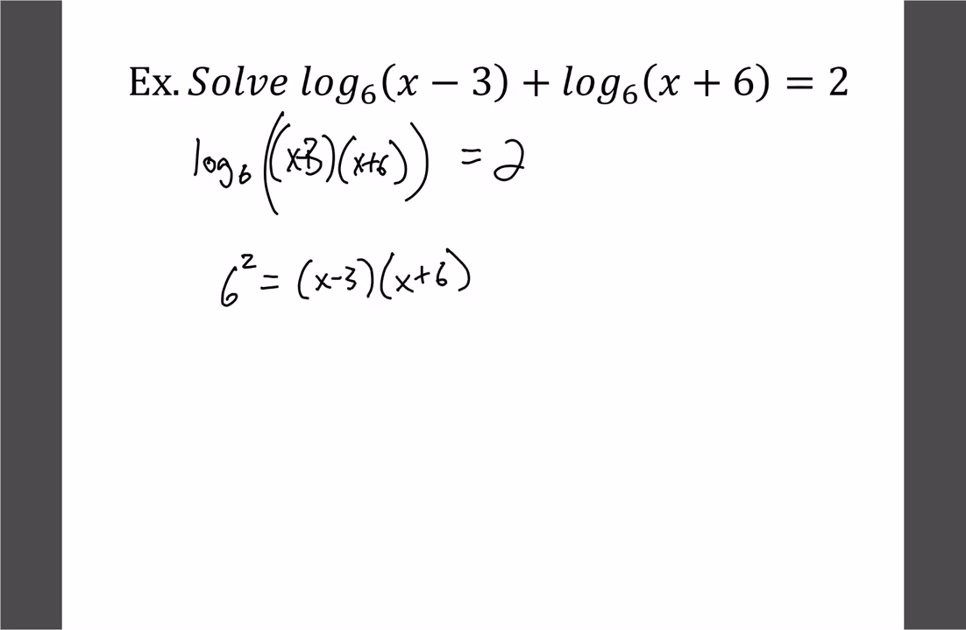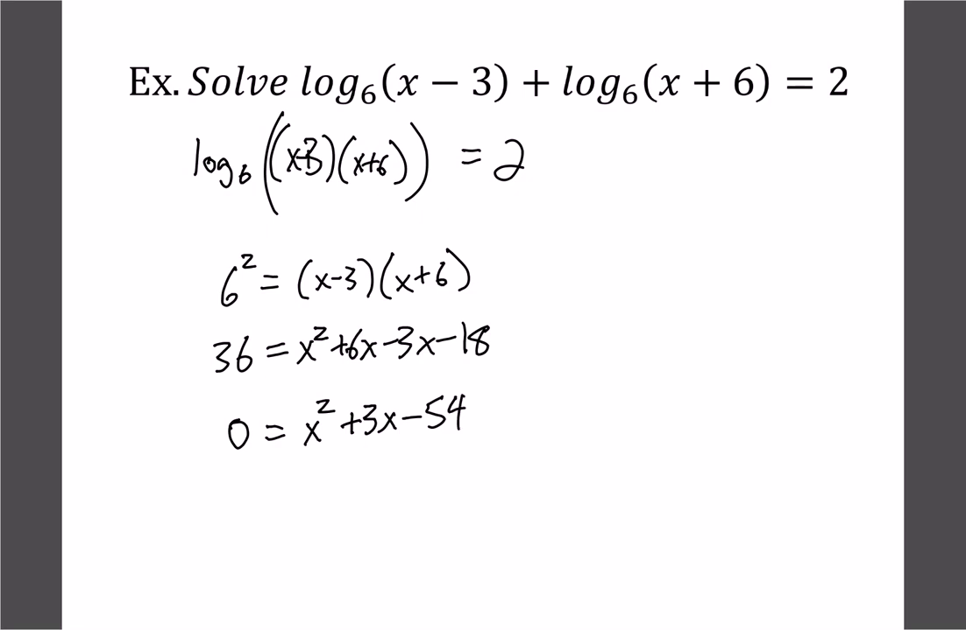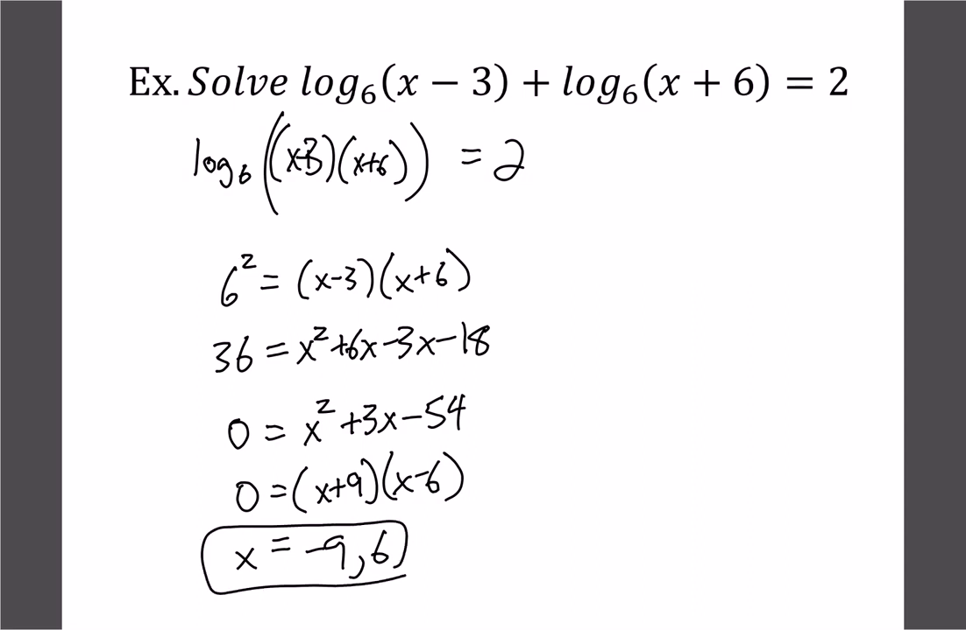x plus 6. And simplify that a bit further, we get 36 equals x squared plus 6x minus 3x minus 18 if we FOIL that out. So now what we want to do is make it a quadratic, so we'd have 0 equals x squared plus 3x minus 54. And we can solve that by factoring. We'd have plus 9 and minus 6. So our solutions should be minus 9 and positive 6.